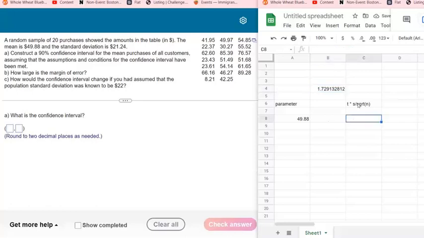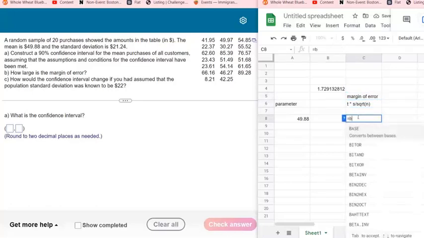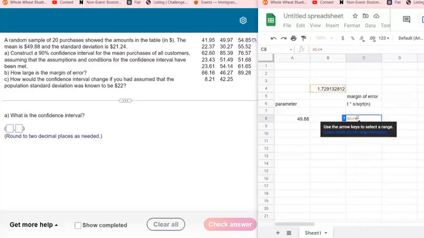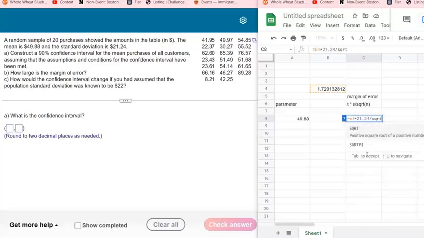To calculate the margin of error, which is this stuff right here, I'm going to type equals, and I'm going to get my t value. It's in cell B4. I'm going to multiply that by the standard deviation. They tell me it's 21.24. I'm going to divide that by the square root, SQRT, of the sample size. There's our margin of error.